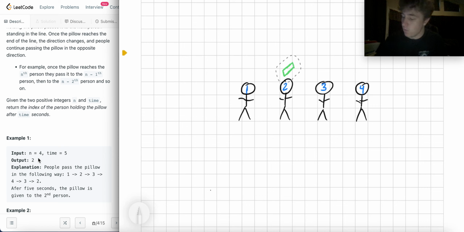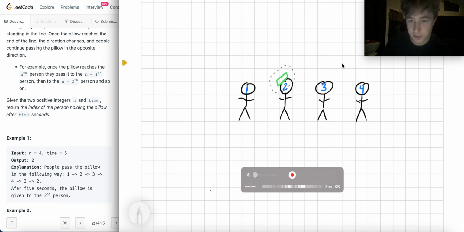So if you want to do it again, 1, 2, 3, 4, 5. Sorry, there's a little bit of a delay, but you see what I mean. 1, 2, 3, 4, 5, right? So it passes and then back. If it was 10, right, it would be 1, 2, 3, 4, 5, 6, 7, 8, 9, 10. It would end with person 3. So there's this alternating idea.